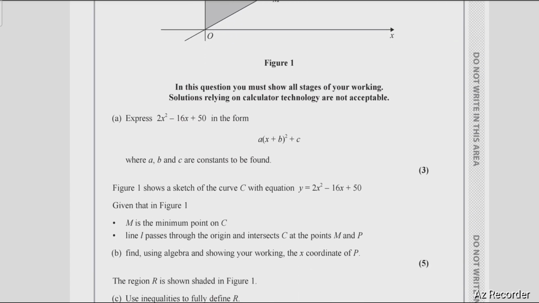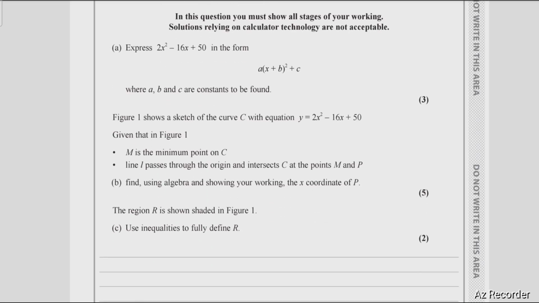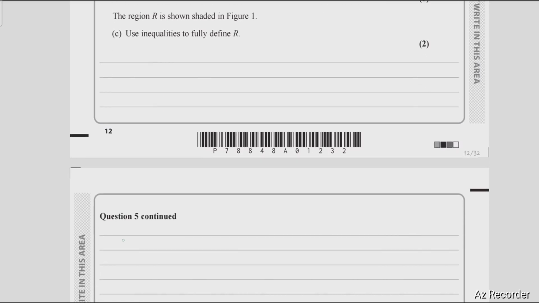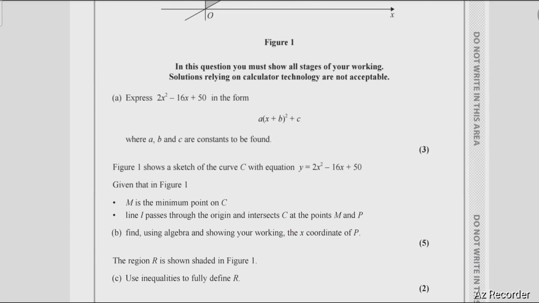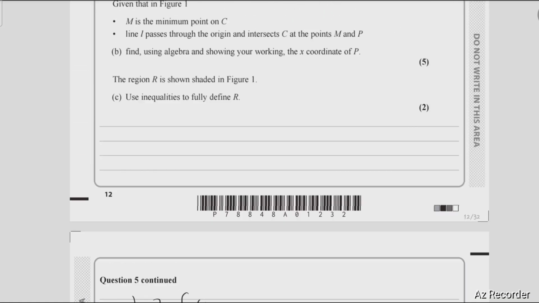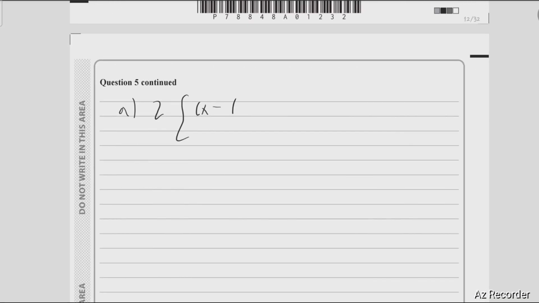Question A. Express 2x squared minus 16x plus 50 in the form a(x plus b) squared plus c. Now you have to complete the square in this question. So 2 times (x minus (16 over 2 times 2)) squared minus (negative 16 over 2 times 2) squared plus 50.